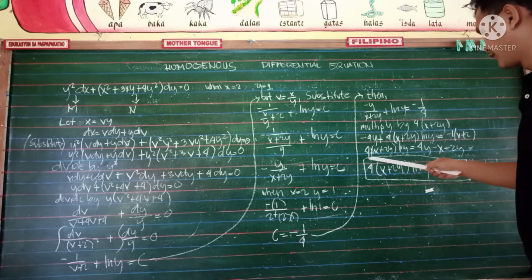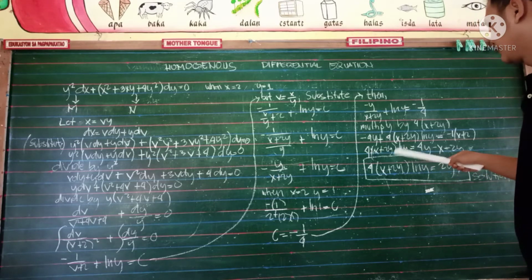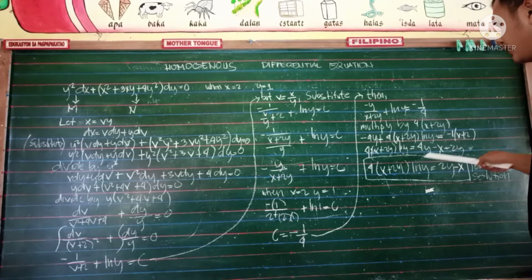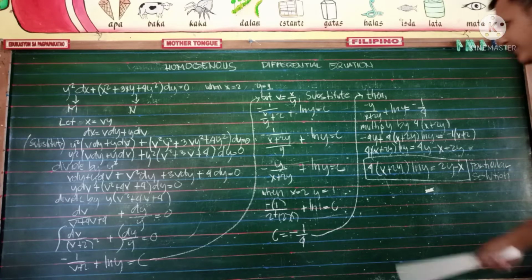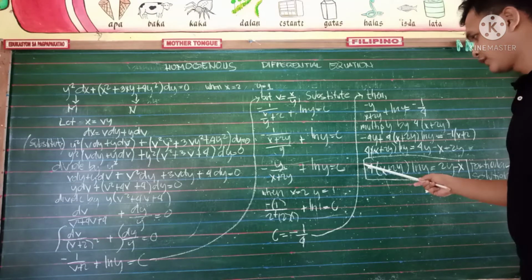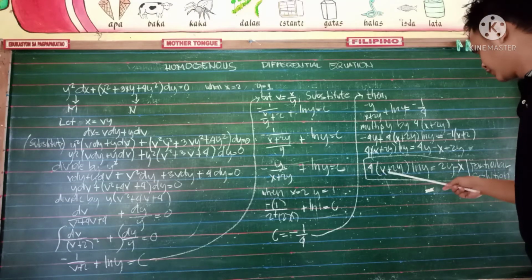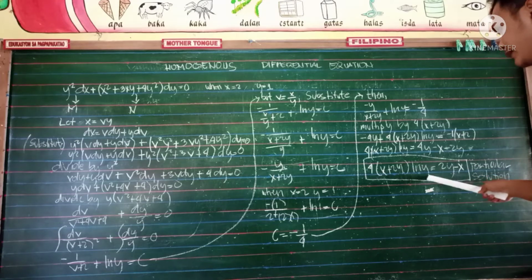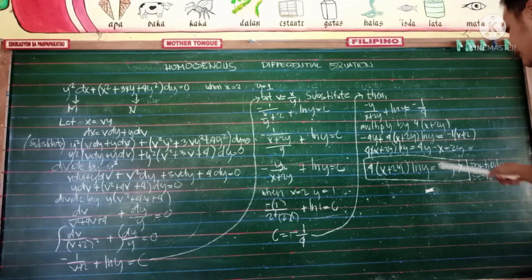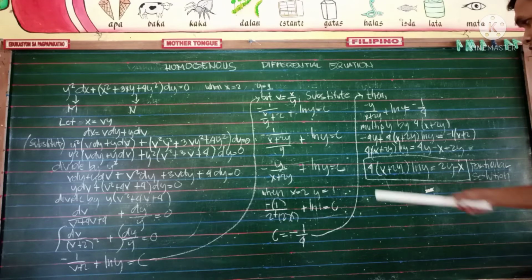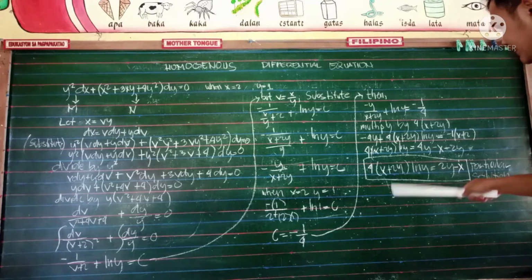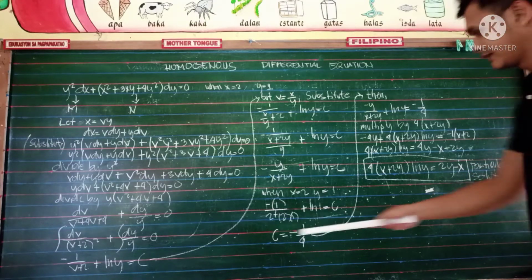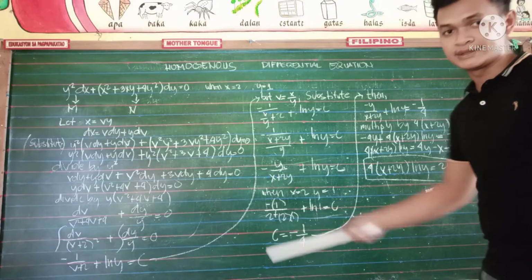4x plus 2y ln of y is equal to 4 minus x minus 2y. So the final answer is 4 multiplied by x plus 2y ln of y is equal to 4y minus 2y, which is 2y minus x. So it is the final solution and it is the particular solution because the constant c already has a value.